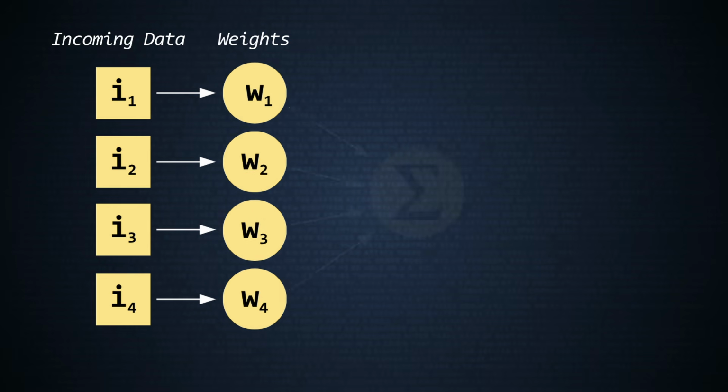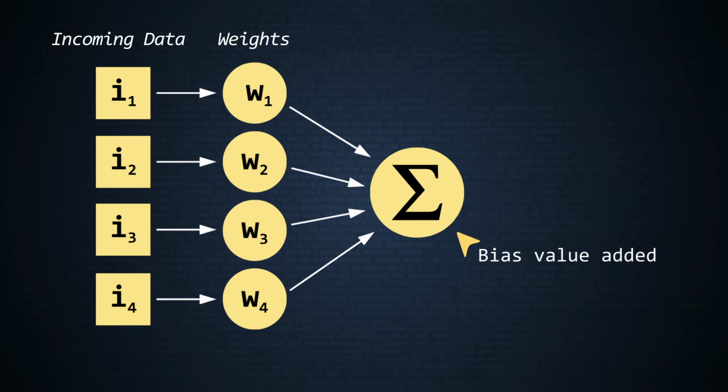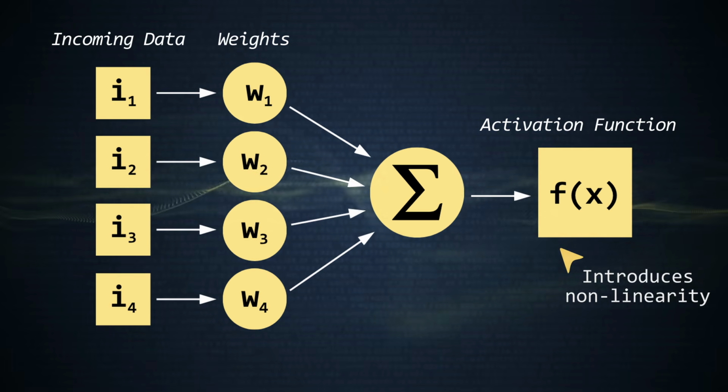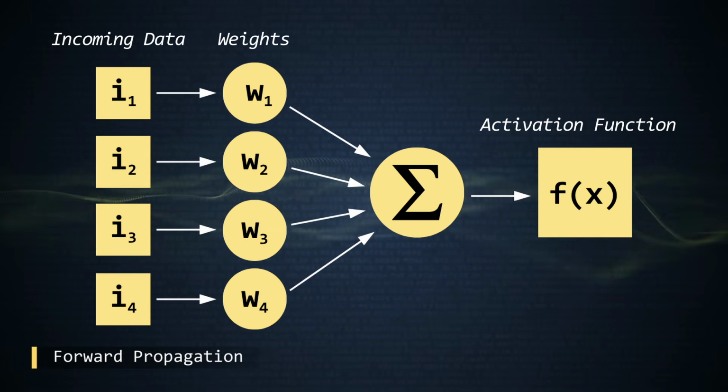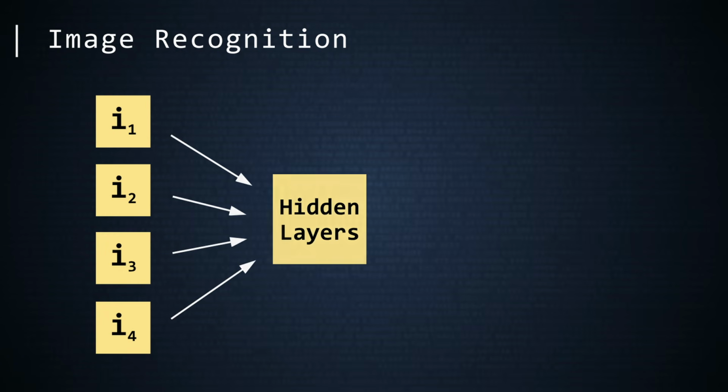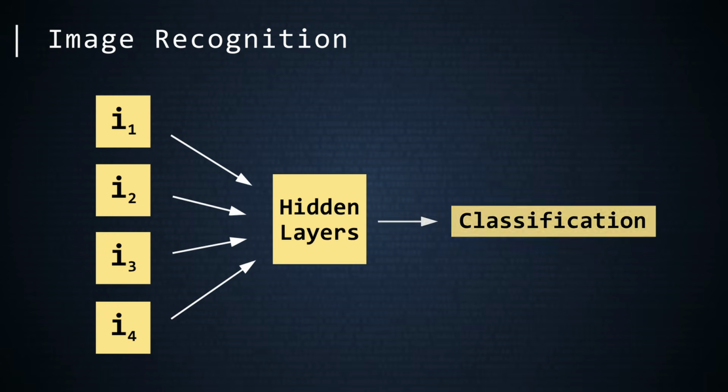Inside each neuron, the incoming signals are first multiplied by their weights and summed together. A bias value is then added, serving as the neuron's baseline adjustment. Finally, the combined result is transformed by an activation function. This step introduces nonlinearity, allowing the network to model complex patterns in the data. As data flows through the network, these operations occur in a sequence during a process called forward propagation. For image recognition, pixel values enter the input layer, traverse the hidden layers, and the output layer delivers a classification.